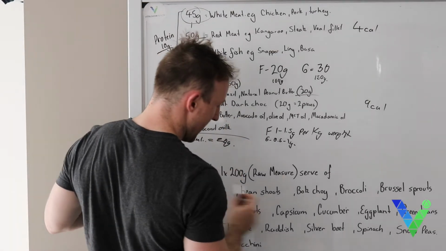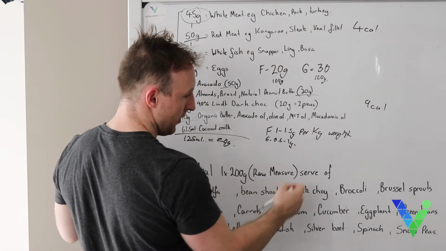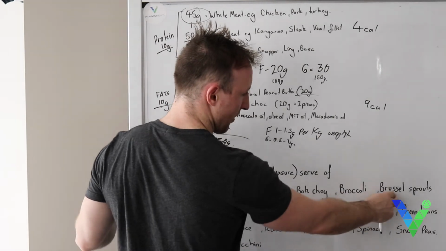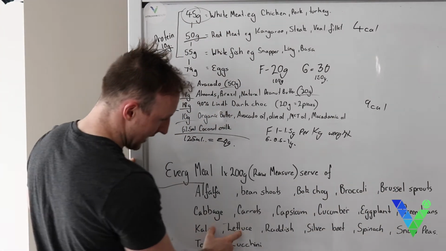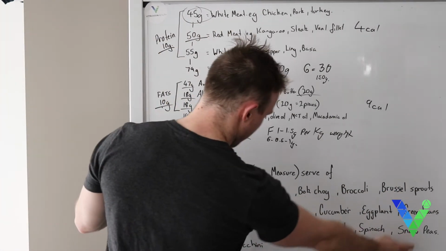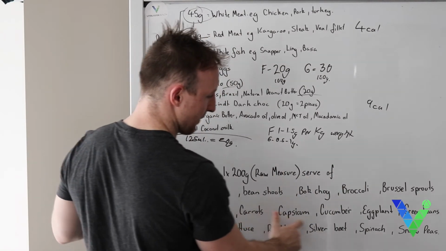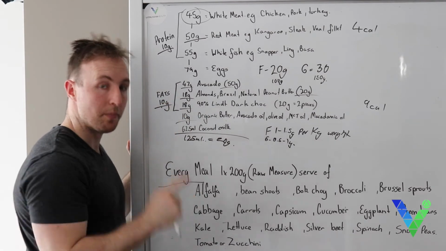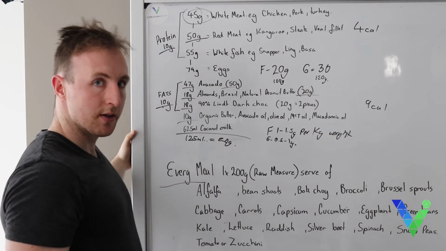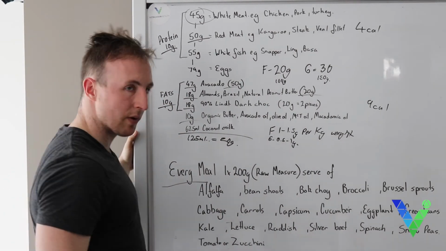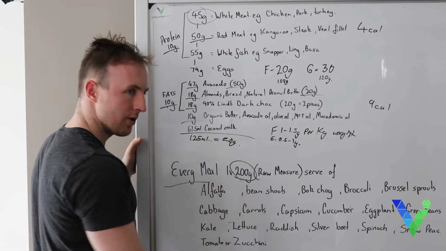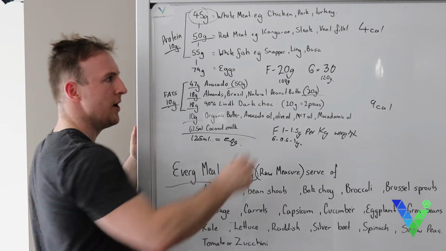Every meal must contain a 200 gram raw serve, a little bit less or more, of alfalfa, bean shoots, bok choy, broccoli, Brussels sprouts, kale, lettuce, radish, silver beet, spinach, snow peas, yes I missed it, cabbage, carrots, capsicum, cucumber, eggplant, green beans, tomato or zucchini. One of them, pick one of them. Don't mix them all together, pick one. Simplicity is king. 200 grams, what about 150? Do 150, 200 grams, it says 200 right there, guy or girl, 200 grams. It's got fiber, it helps you poo, it makes you feel better.